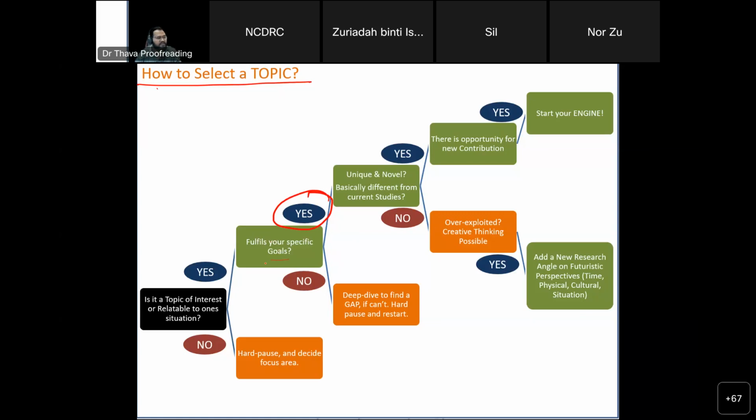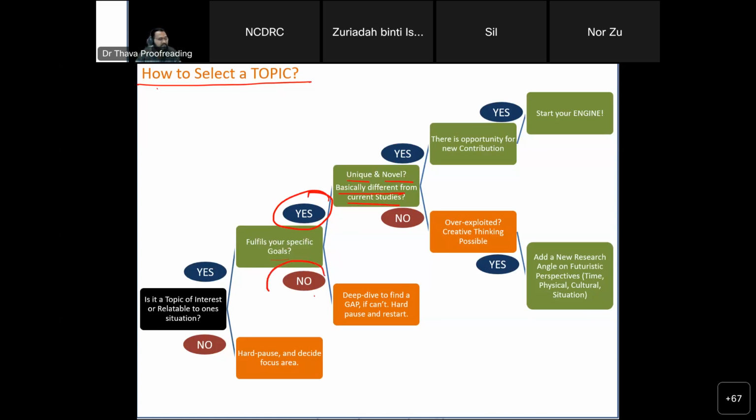So if it fulfills your specific goals, yes, then the next thing you need to investigate is whether it's unique and novel or not. Okay, and also define whether it's different from current studies or not. This one is a very important definition, which I will explain further in the next slide.